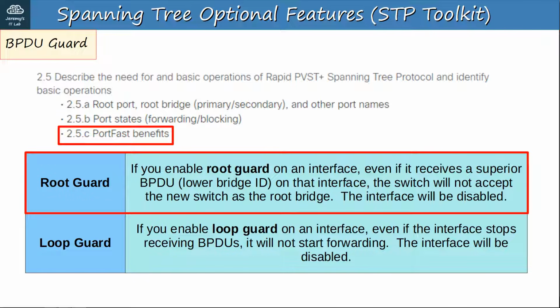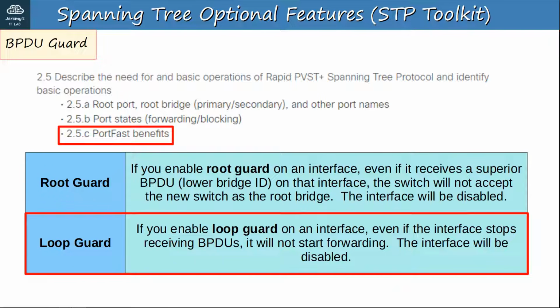If you enable root guard on an interface, even if it receives a superior BPDU with a lower bridge ID on that interface, the switch will not accept the new switch as the root bridge. The interface will be disabled. This helps maintain the spanning tree topology if someone plugs another switch into the network, either with bad intent or perhaps without knowing the impact of their action.